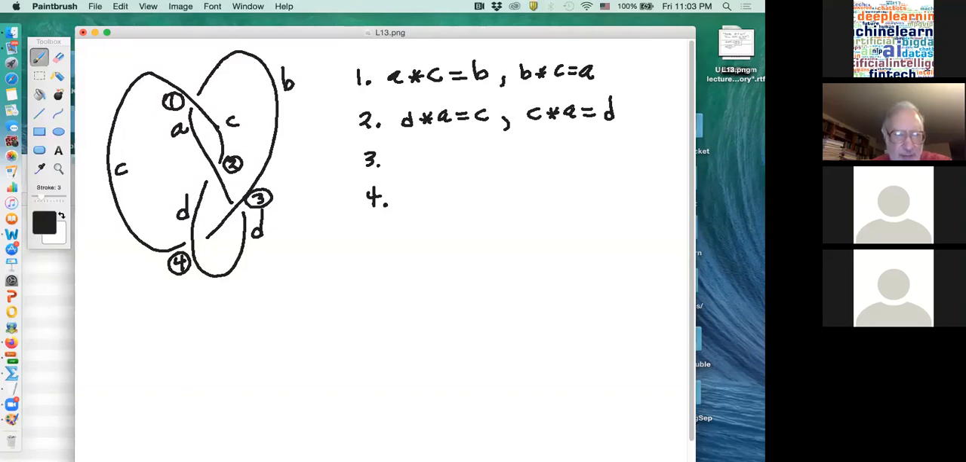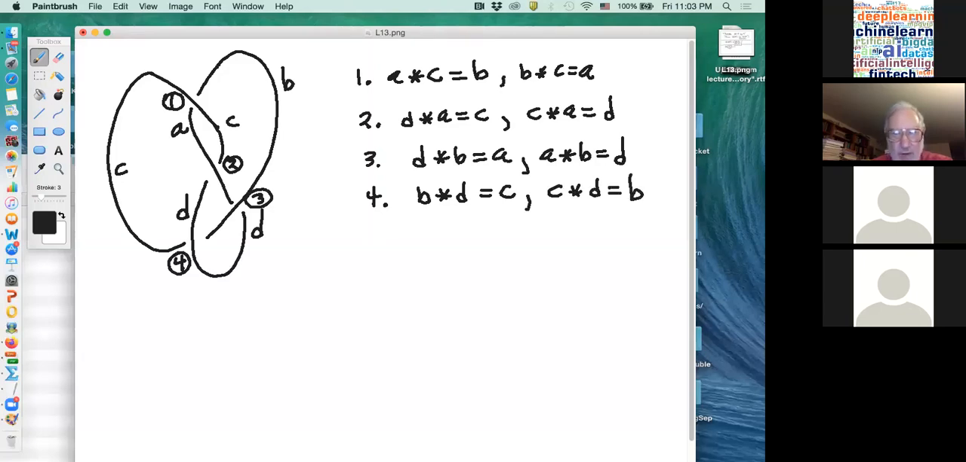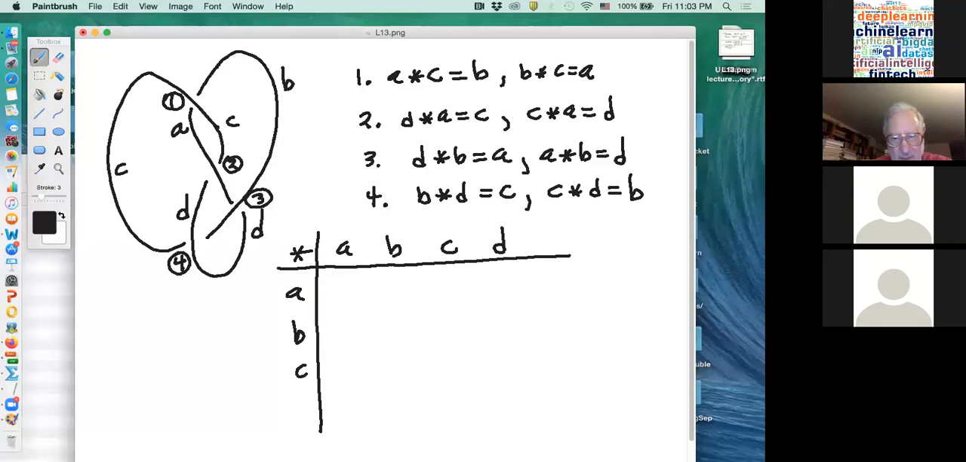At three, please yell at me if I make a mistake, okay? D times B is A. And A times B is D. And over here we have B times D is C. And we have C times D is B. So now I want to make a multiplication table and see if I can make it work, of A, B, C, D.